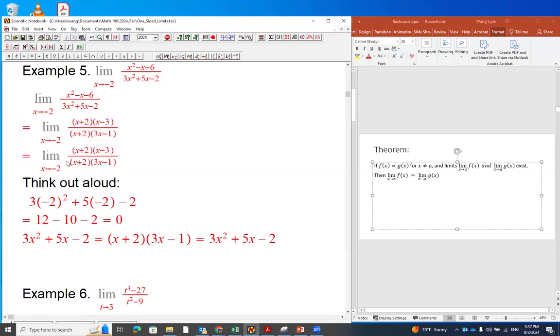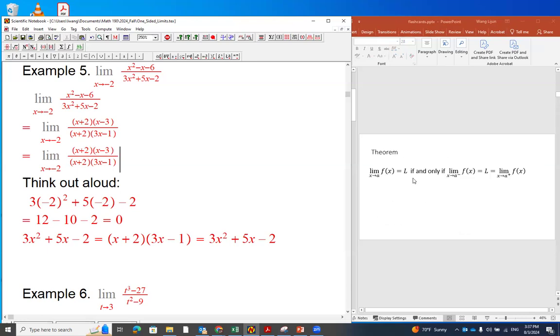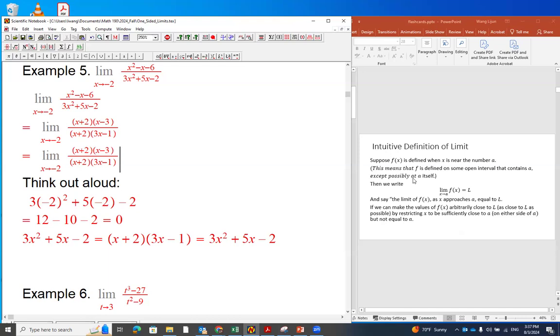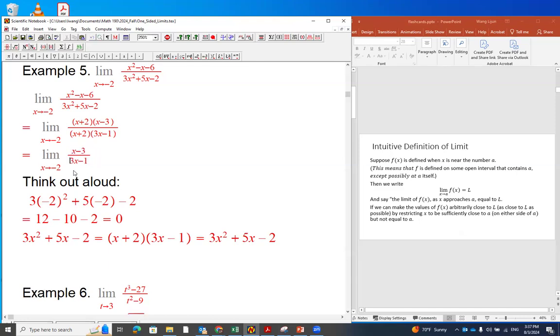When x is approaching -2, once again, it's the intuitive definition of limit. X is approaching -2, but x is not -2. If x is not -2, x plus 2 is not 0. So we can reduce these two common factors from top and bottom. We can even drop the parentheses.